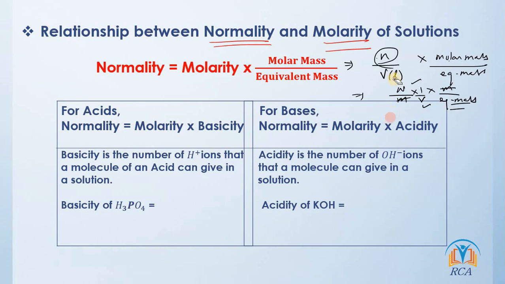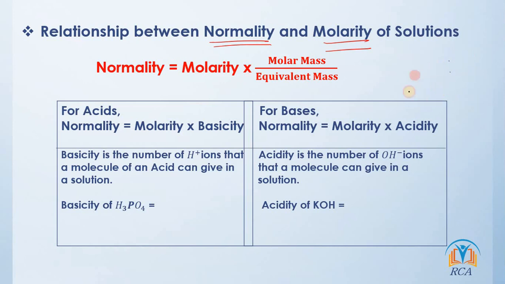So if you calculate it this way, you will understand the logic as well. Even if you do not understand it, you can also remember the formula, but if you understand how to make that formula, this will be much easier for you, right? So normality is always equal to what? Molarity into molecular mass upon equivalent mass. This is the basic relation that we can always remember for our MCQs as well.